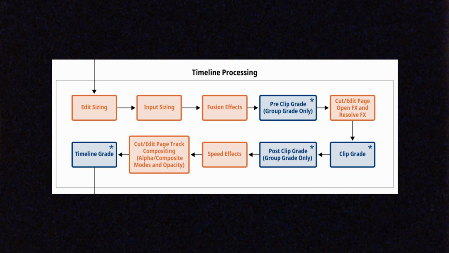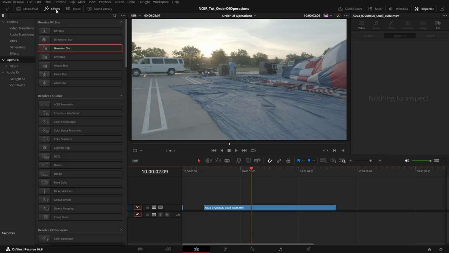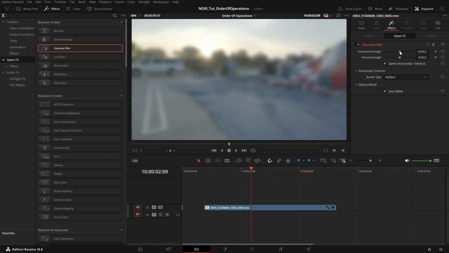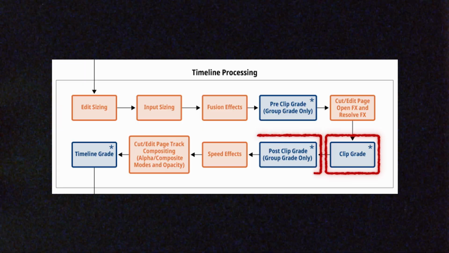And for cut and edit page OpenFX and ResolveFX, what they mean is when you apply an OpenFX inside the edit page or in the cut page directly on the clip on the timeline. So if you, for example, go to Effects, OpenFX and Gaussian Blur, and we apply this one, this effect is now applied before we go into the color page. Now we go back to the color page and we have the clip grade and the post-clip grade.